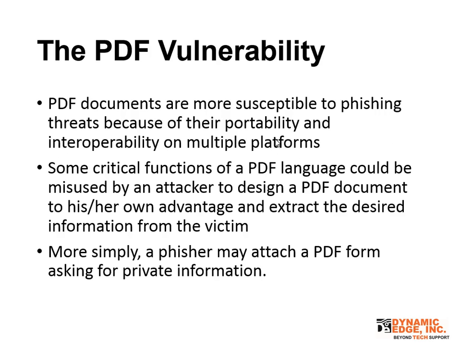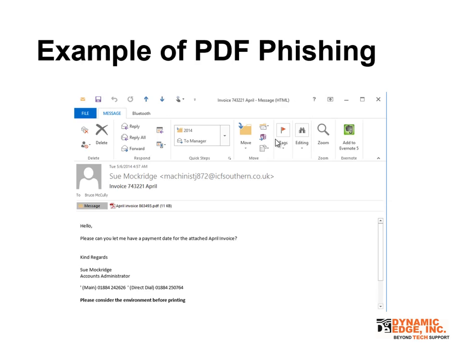So what we want you to do is we only want you to open documents that are from people you trust and that you expect. Here's an example of a phishing document that I received recently in my email. Notice that this is from Sue Mockridge, and she's from the UK. I don't know who she is. I'm not expecting this email. So what this tells me is if I open this document, I run the risk of infecting my computer. So I'm not going to open the document, and instead I'm going to delete it.